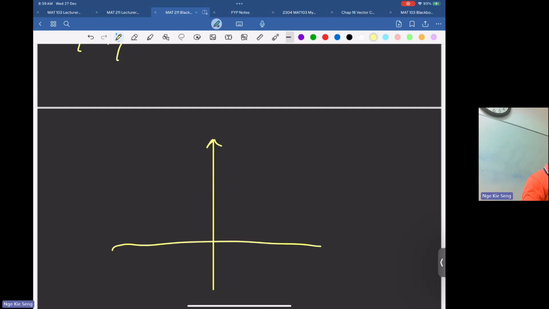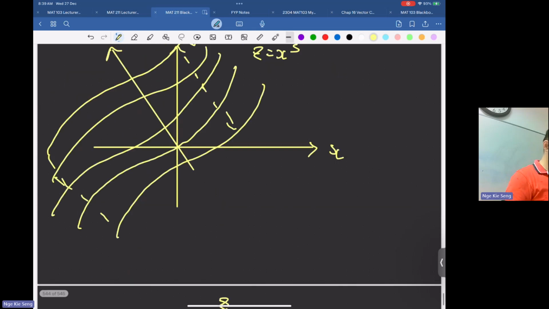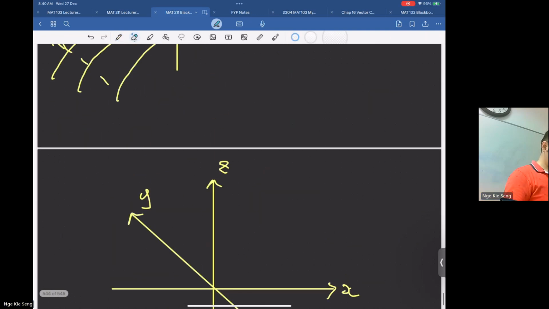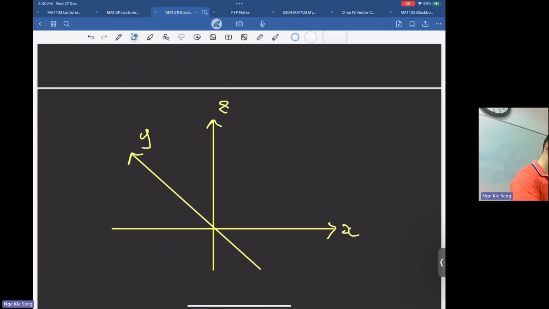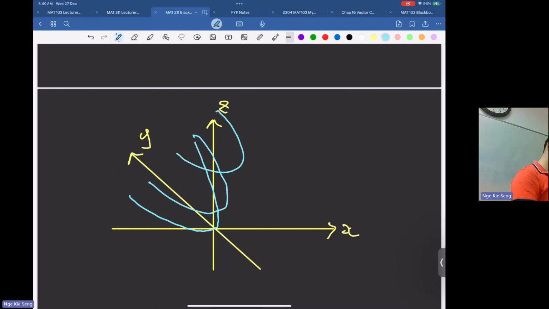So where's my Y? I'd better draw the same orientation, easier to see. So here is X, here is Y, here is Z. Y equals X squared, something like this. So you have some shape like this, Y equals X squared, correct? On the XY plane. That's regardless of Z, right? So it extends in the Z direction.